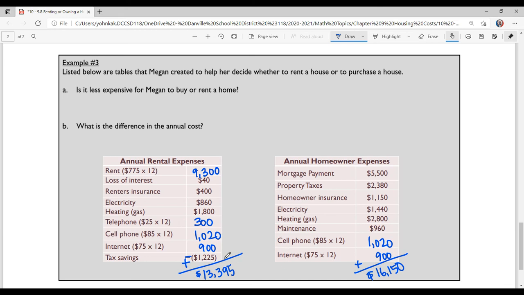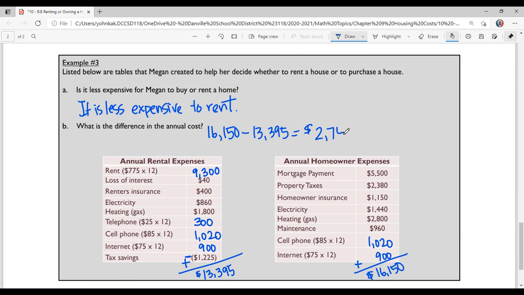So part A, the question, is it less expensive for Megan to rent or buy a house? If we compare the totals, it is less expensive to rent. If I want to find the difference in the annual cost, I just take the bigger one minus the smaller one. So 16,150 minus 13,395, and we get $2,755.